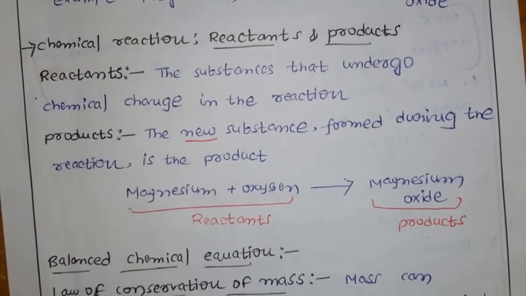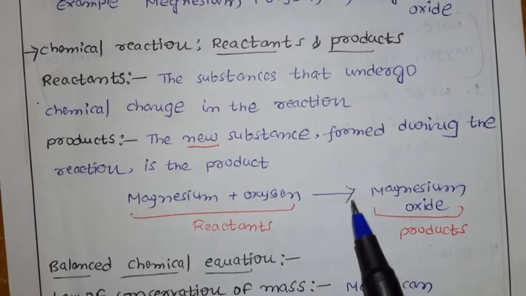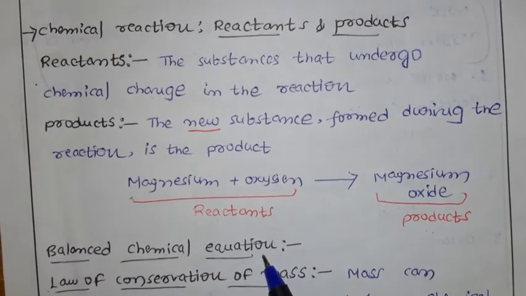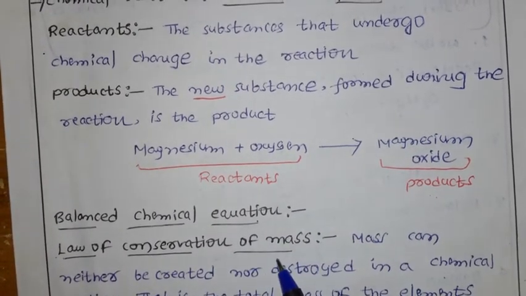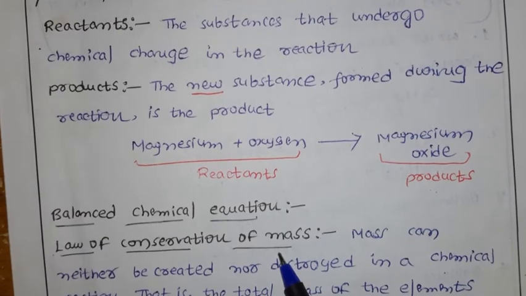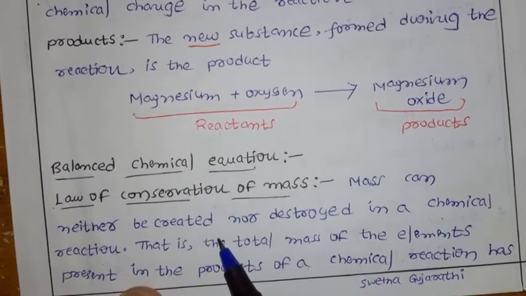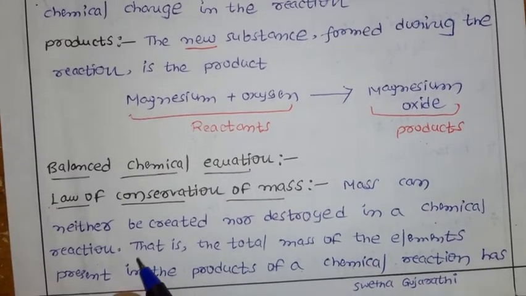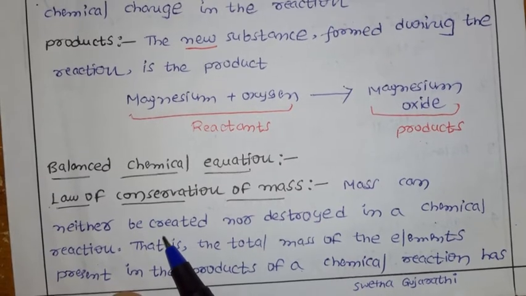Now let us discuss what a balanced chemical equation is. We discussed what a chemical equation is, in which we have the reactants and products. Now, what is the meaning of a balanced chemical equation? If you go further, we have the law of conservation of mass. It tells us that mass can neither be created nor destroyed in a chemical reaction. Whatever the mass is, it is not created and not destroyed.